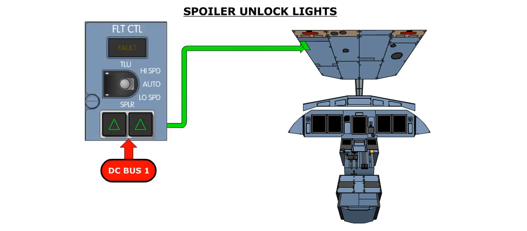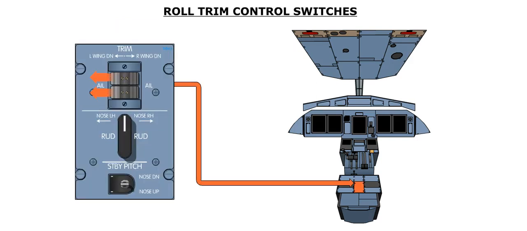The two spoiler unlock lights on the overhead panel illuminate in the event the associated spoiler is not in the retracted position. These blue spoiler position indicators are powered by DC bus 1. Roll trim is controlled by the two roll trim rocker switches on the center pedestal. Both rocker switches must be actuated in the same direction in order to obtain roll trim.